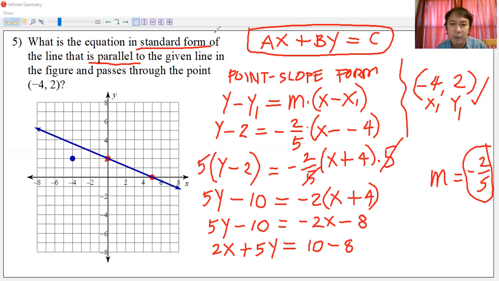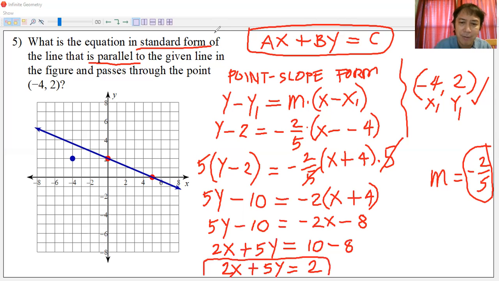Now, after simplifying this, we're going to have the required standard form. So this is now 2x plus 5y, and this is equal to 2 there. And this is the required standard form. You can see the ax plus by equals c there. And the a happens to be 2, the b happens to be 5, and the c is the constant after the equals. Okay, so the required answer is this.